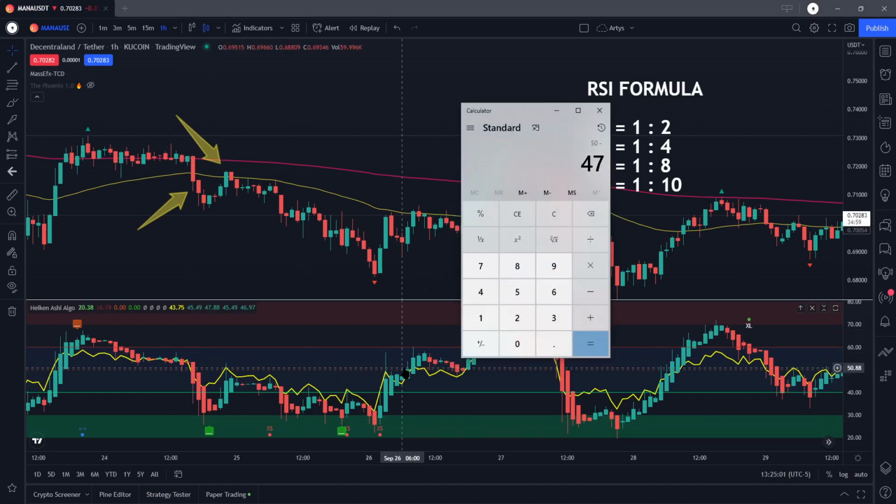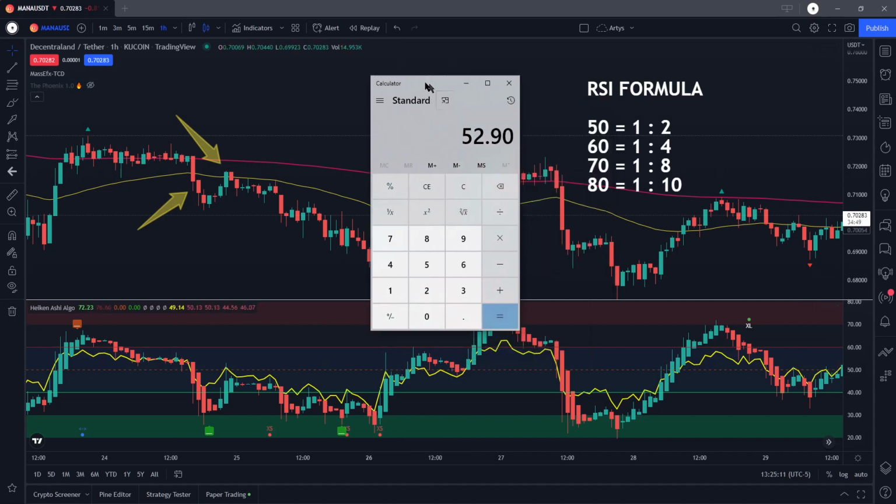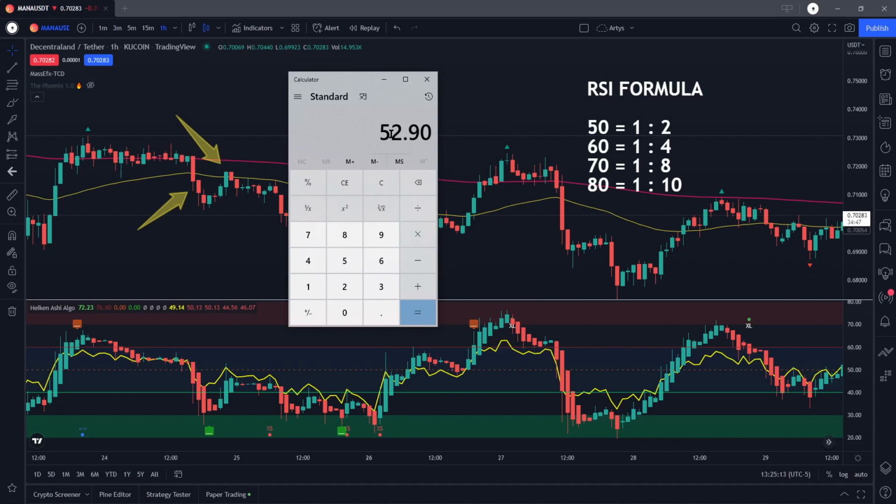50 minus 47.1 is 2.9. All right, so we're going to say 52.9, right? Now, you are going to lose the first number. You are going to lose the last number. The last number always comes off and disappears.